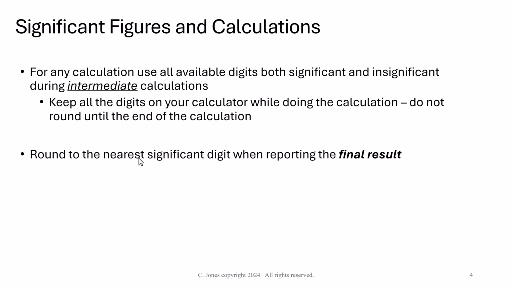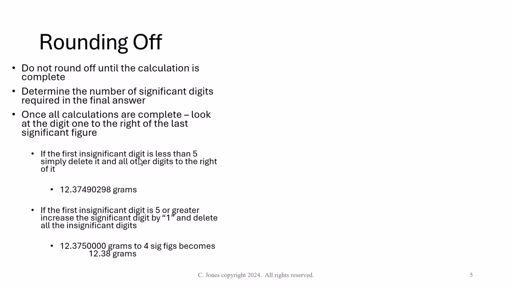So let's work through some examples of this. Okay? Rounding off. Do not round off until the calculation is complete. Keep all the digits. Can't say that enough. So how do we figure out how to round off? First of all, determine the number of significant digits required in the final answer. Once all the calculations are complete, look at the digit 1 to the right of the last significant figure. If the first insignificant digit is less than 5, just delete it and all the other digits to the right of it.